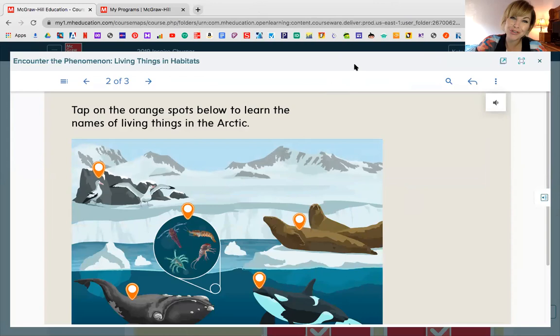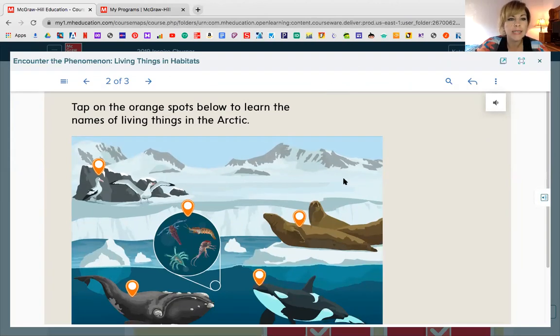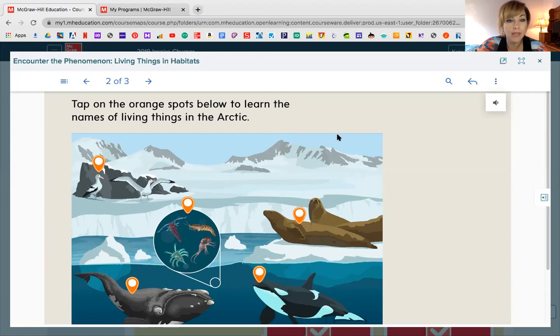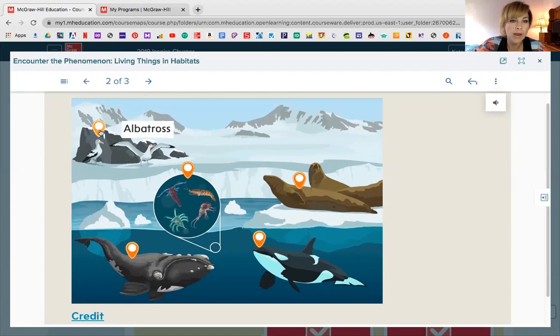This is the one that I was trying to upload for you, but it wouldn't. So I'm just going to show you what it says. It says tap on the orange spots below to learn the names of living things in the Arctic. So right here we have some birds. Albatross? Albatross. Interesting. They look like seagulls almost.